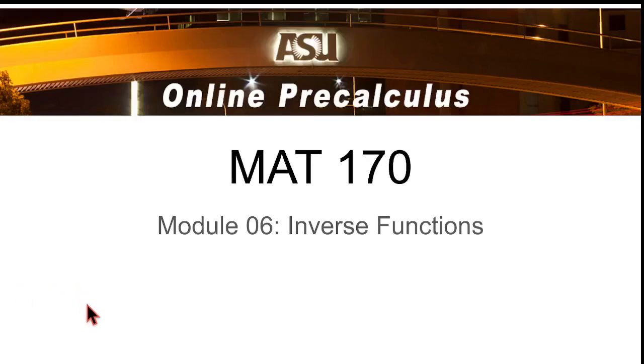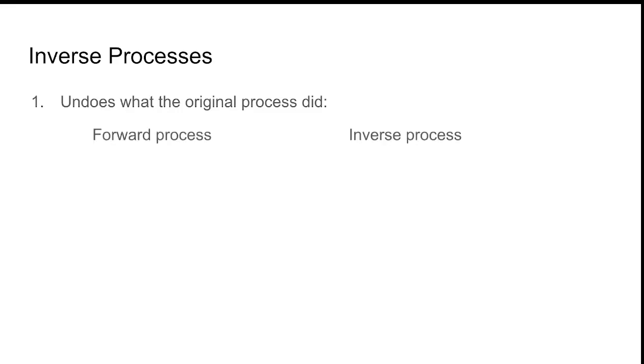Time for Module 6. We're looking at inverse functions in this section. So we have a question. What is an inverse process? An inverse process simply undoes what some original process did. So we're familiar with this. We do a forward process, and then sometimes we need to undo it. So we do the inverse process.